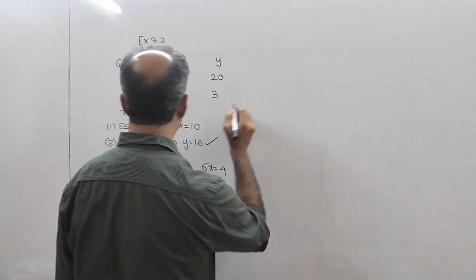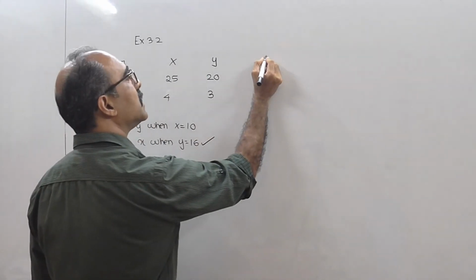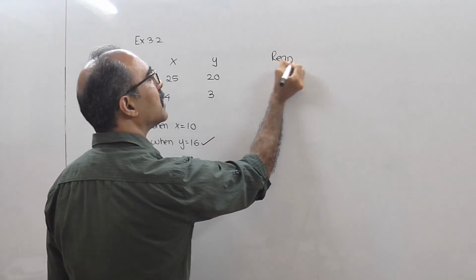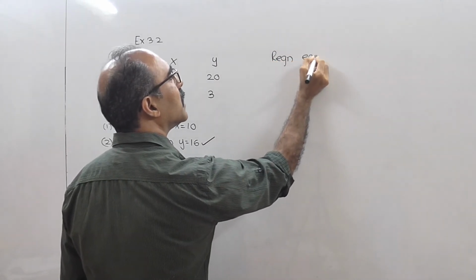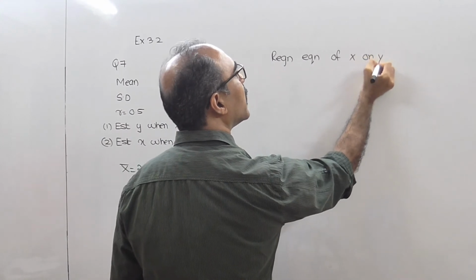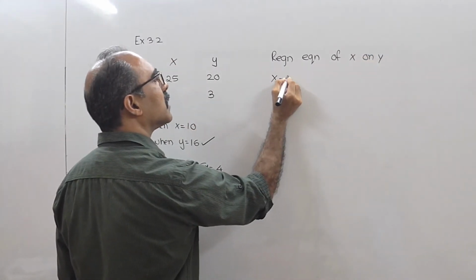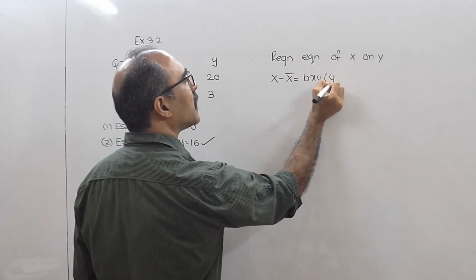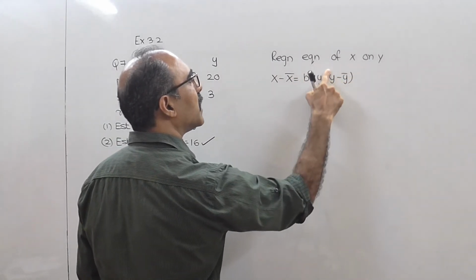The second sum is that we have to estimate x when y equals 16. If you have to estimate x, first you find the regression equation of x on y, which is x minus x bar equals bxy times (y minus y bar).